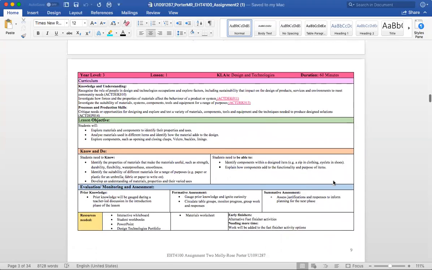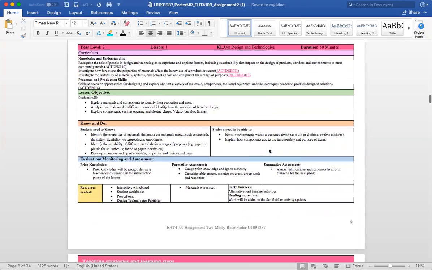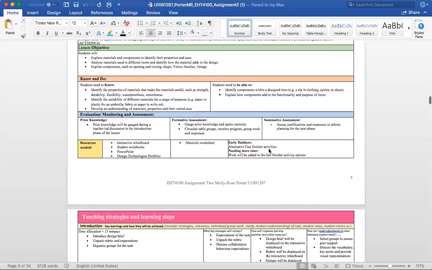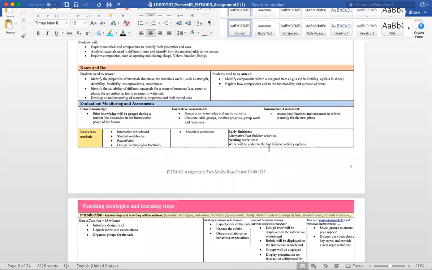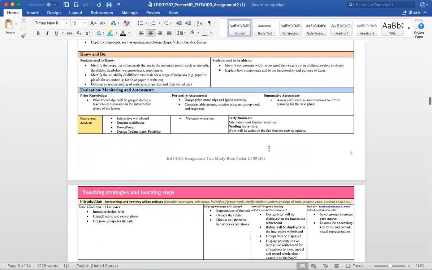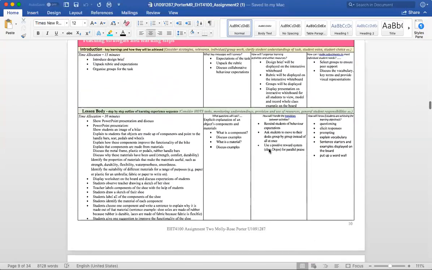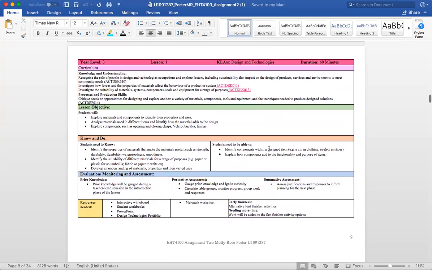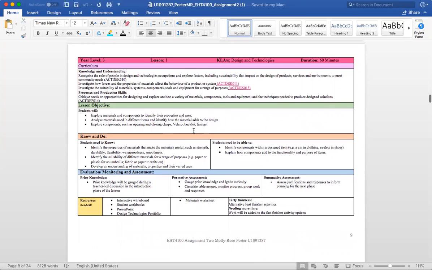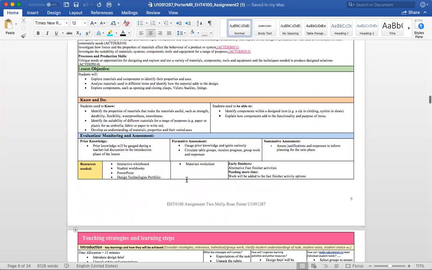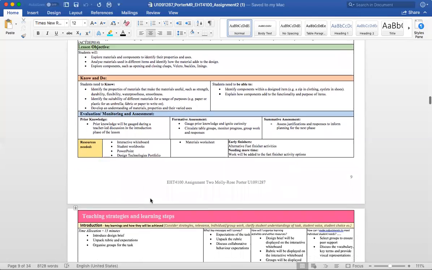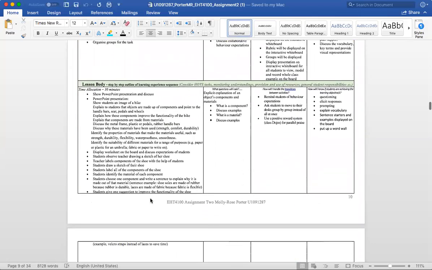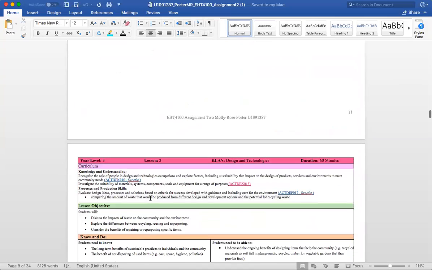So the assignment begins by students investigating materials and their properties. They are also required to identify components of objects. They are therefore developing specific learning area vocabulary, and then they are also identifying opportunities for designing, and they explore and test a variety of materials and tools.